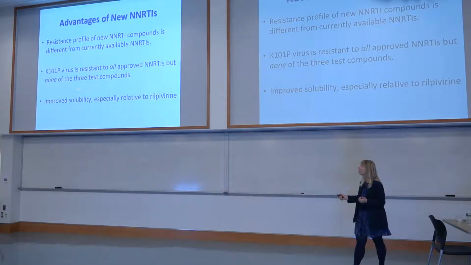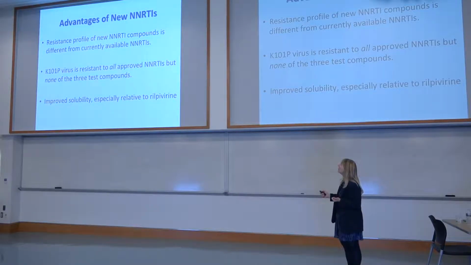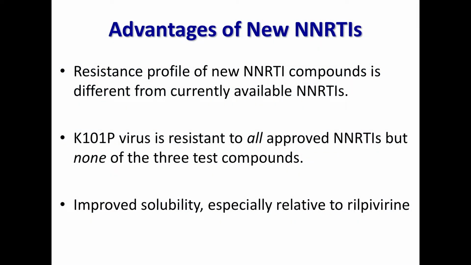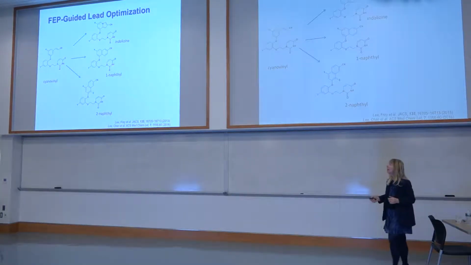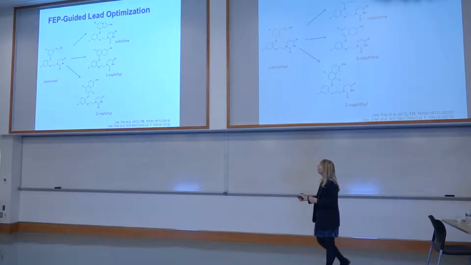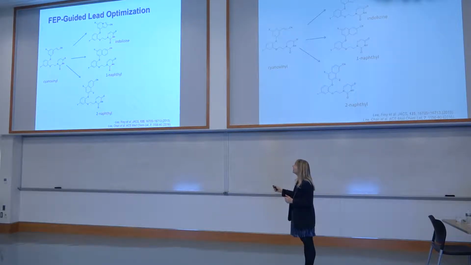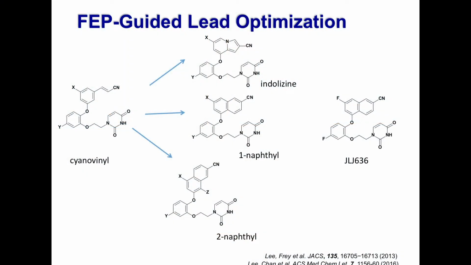This summarizes some of the advantages thus far. They have very nice resistance profiles, especially on this K101P, for which all of the current drugs are resistant. They have improved solubility, especially with respect to ropivrin. So we were really excited, and we wanted to think about moving forward. And so we did some further analysis. I mentioned the indolizine structures.